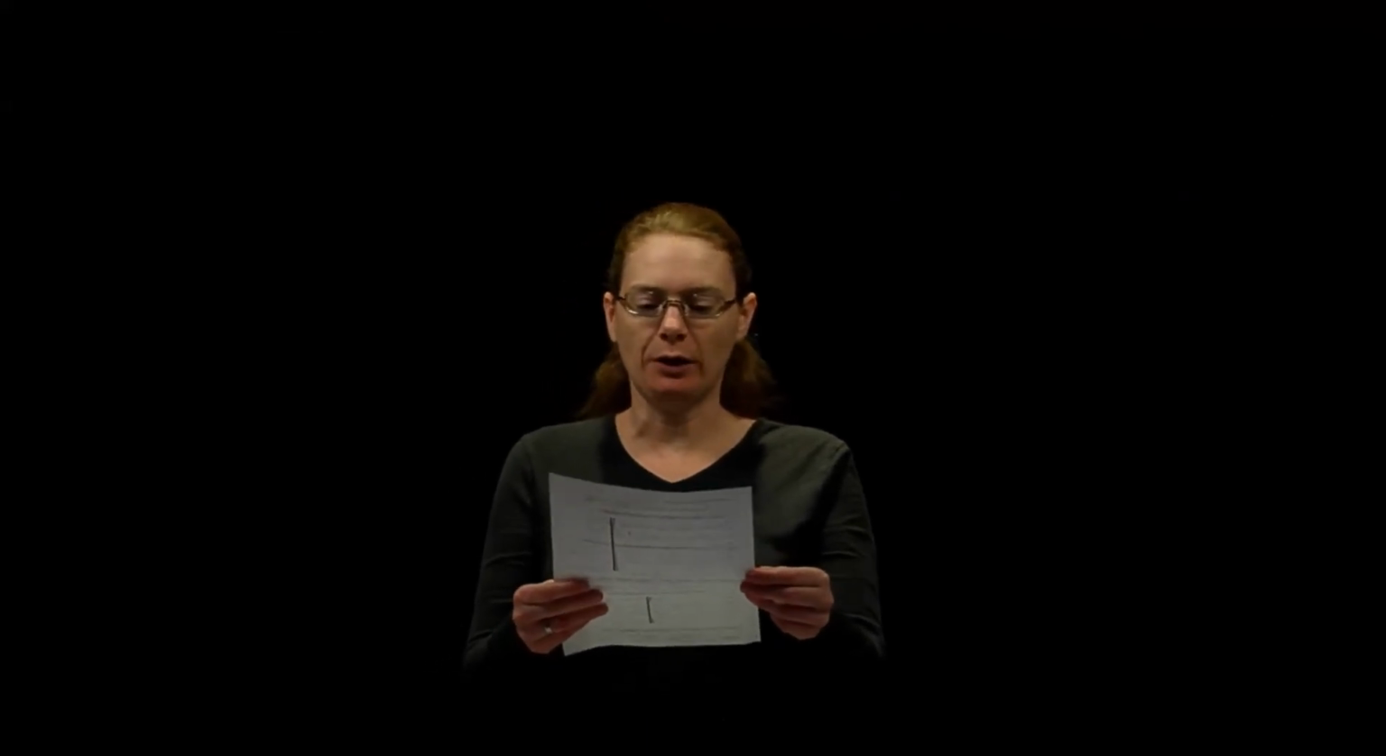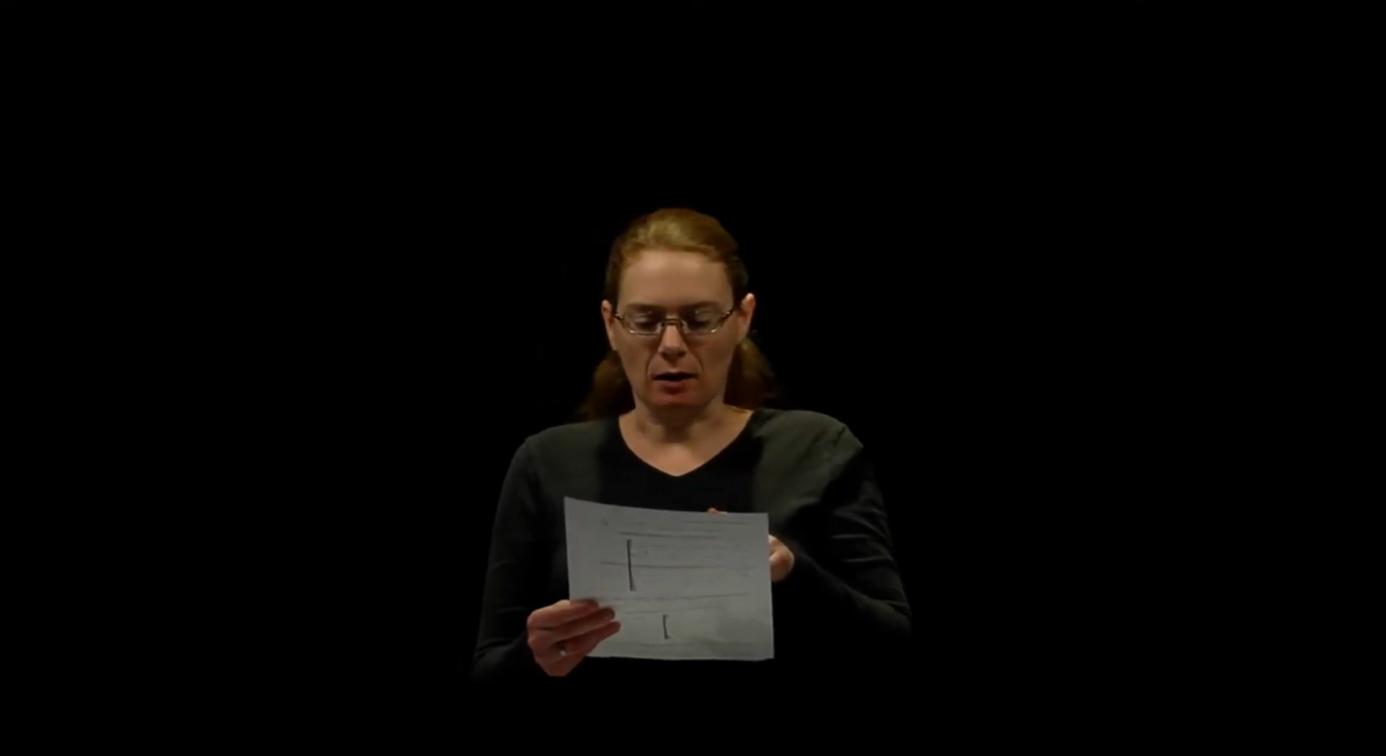A 1,200 gram doll is attached to a spring of spring constant 325 newtons per meter. The doll is pulled down 10 centimeters from equilibrium and released. So it's going to oscillate. Where is the doll when it is moving at negative 0.82 meters per second? And what is its acceleration when it's 2 centimeters from equilibrium?